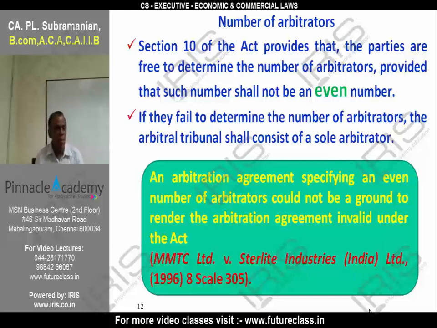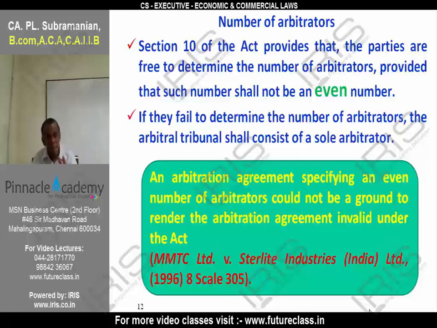In that case, what happened? Even though the arbitration agreement specified an even number, saying that each one will appoint one, making 2, one of the parties said that this arbitration is not valid. What did the court hold? It is valid. Even if the arbitration agreement says that one person is to be appointed by each, totally 2, then also it is not invalid. It is valid. What will they do? Both of them together will appoint one more person. All the 3 will be deciding.